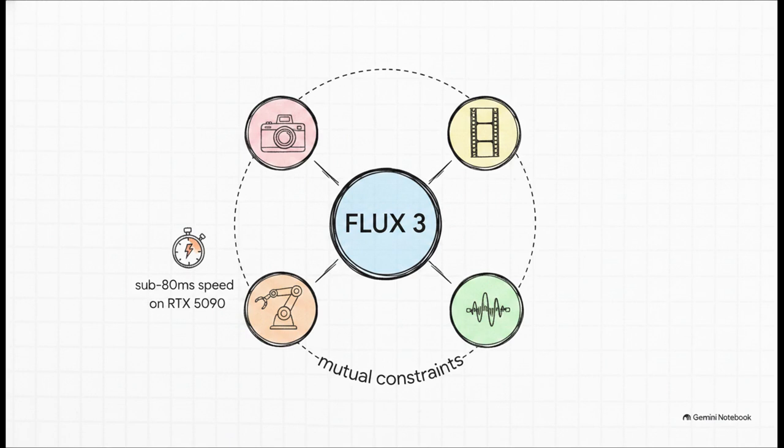The most crucial takeaway here is that this is one single set of weights. It treats every single modality as a mutual constraint. That means the generated sound absolutely has to match the visual impact, and the physical motion of the robot has to obey the mass it learned from watching video.